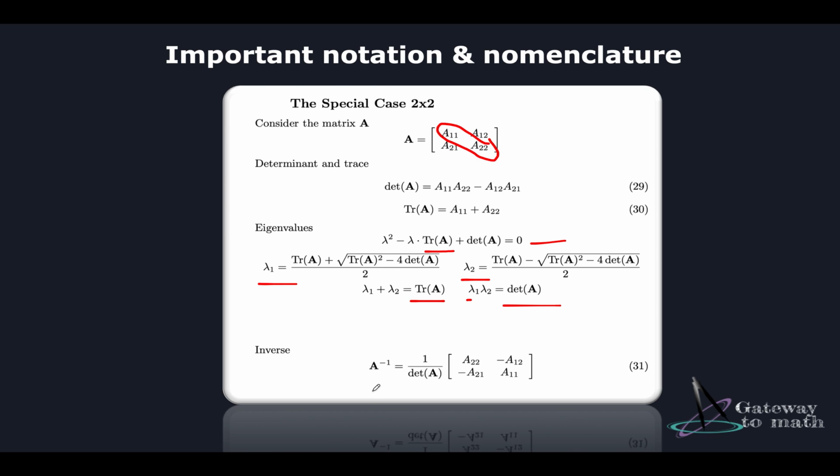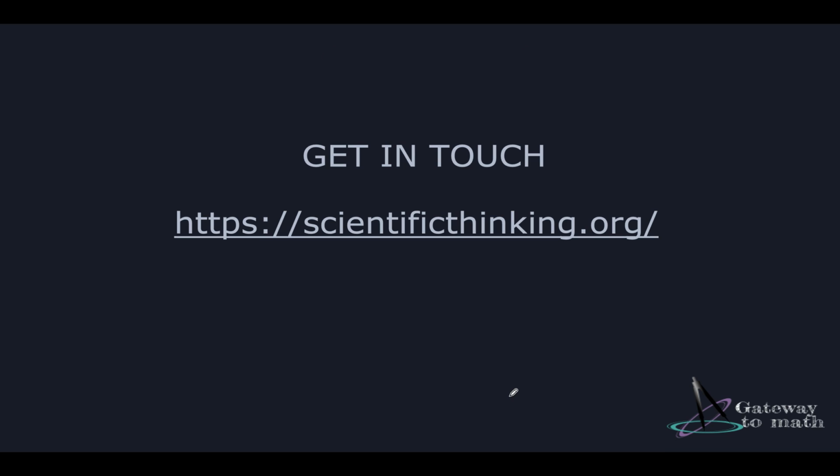And the inverse of A will be represented by 1 upon determinant of A. What you do is you interchange the diagonal entries. So A22 comes here and A11 comes here. We've interchanged their positions and then we add a negative sign to the other diagonal entries. So it'll be a negative of a12 and negative of a21.